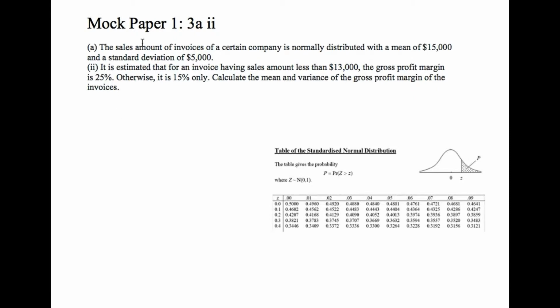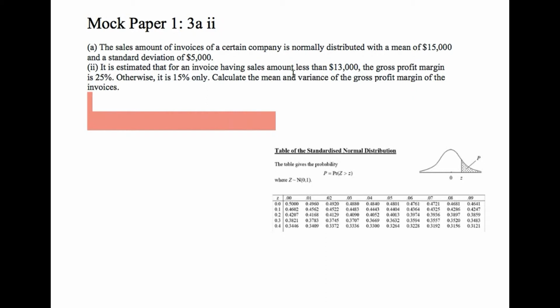Today I'm going to talk about mock paper 1, question 3a2. From question 3a we can get that the sales amount of invoices of a certain company is normally distributed with a mean of 1,500 and a standard deviation of $5,000. And from question 3a2 we can get that it is estimated for an invoice having sales amount less than 1,300, its gross profit margin will be 25%, otherwise it's going to be 15% only. So our mission is to calculate the mean and the variance of the gross profit margin of the invoices.